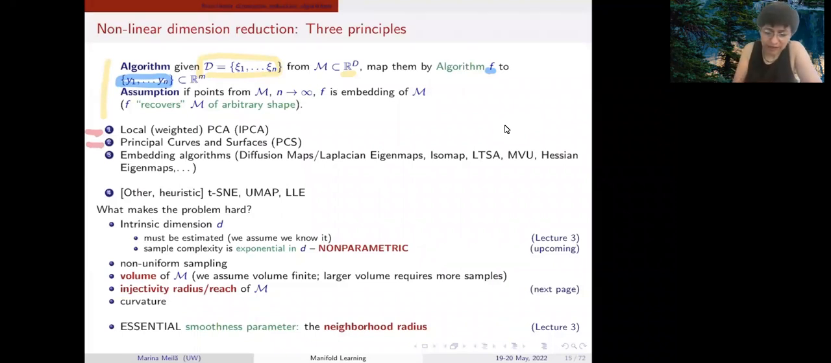And the third one is the embedding algorithms proper. So these are the algorithms that you may have heard of, like diffusion maps, Laplacian eigenmaps, Isomap, and I want to highlight also LTSA. Why don't I highlight more? I'll explain at the end of this lecture, or maybe next time.